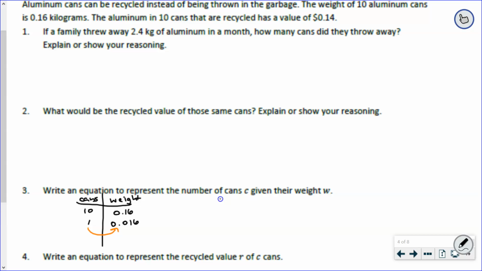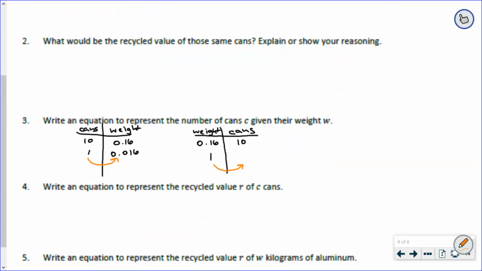You can also set this table up in the reverse order with weight and cans, where now the weight is in the left-hand column and the cans is in the right-hand column. What if I wanted to know 1 kilogram, how many cans is that going to be? I would still need to find the unit rate and then figure out the number of cans. Once I do that, it's again easy to ask that question, well, how does the 1 change into whatever is over here? So set up your little miniature tables. That will help you identify that relationship going forward.